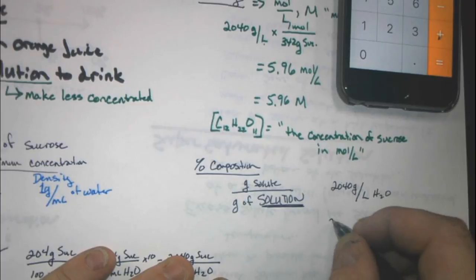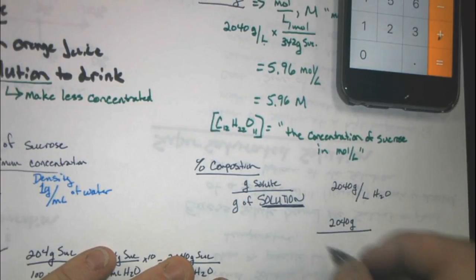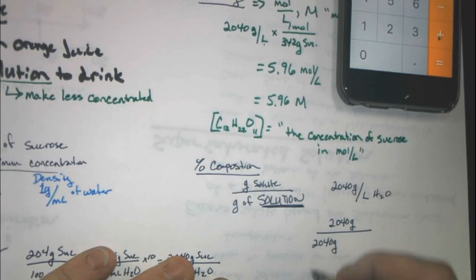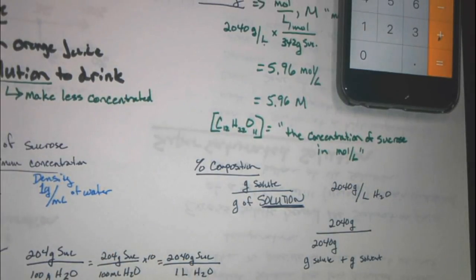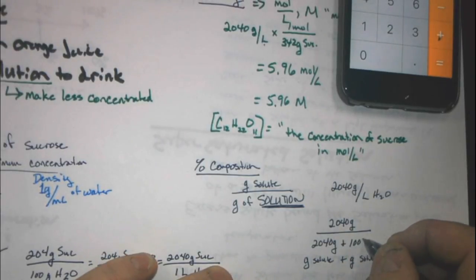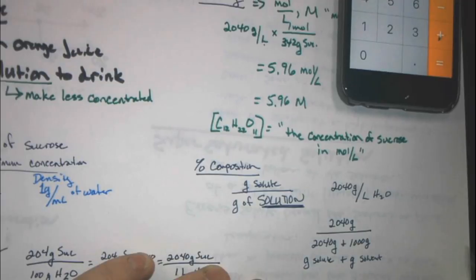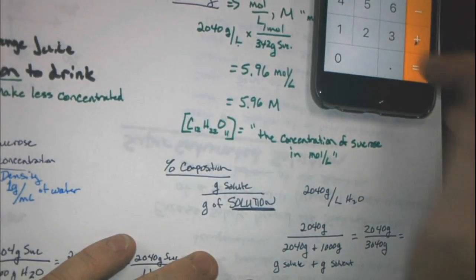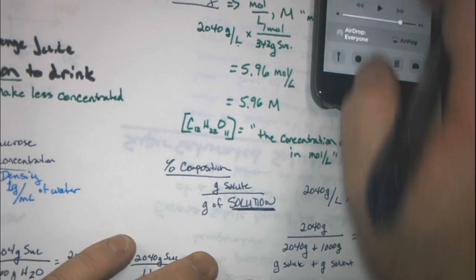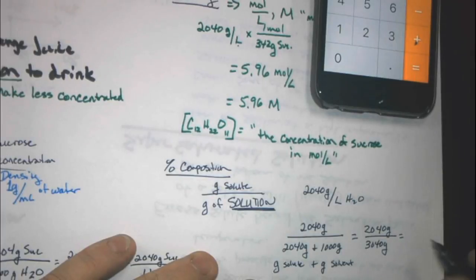So our grams of solute, which is 2040 grams divided by 2040 grams, because that's our grams of solute, plus grams of solvent. Right? The whole thing is in the solution, and so you're going to take the mass of everything that's in there. And that's going to equal 67%.